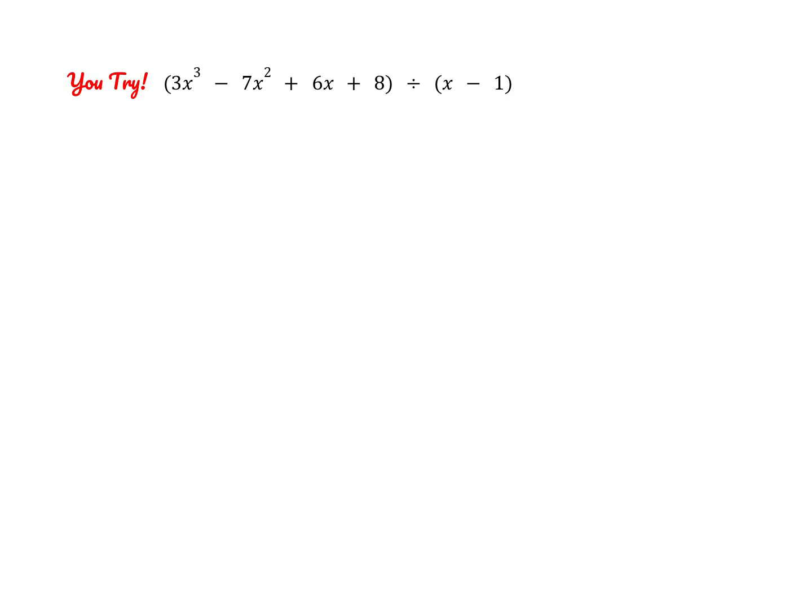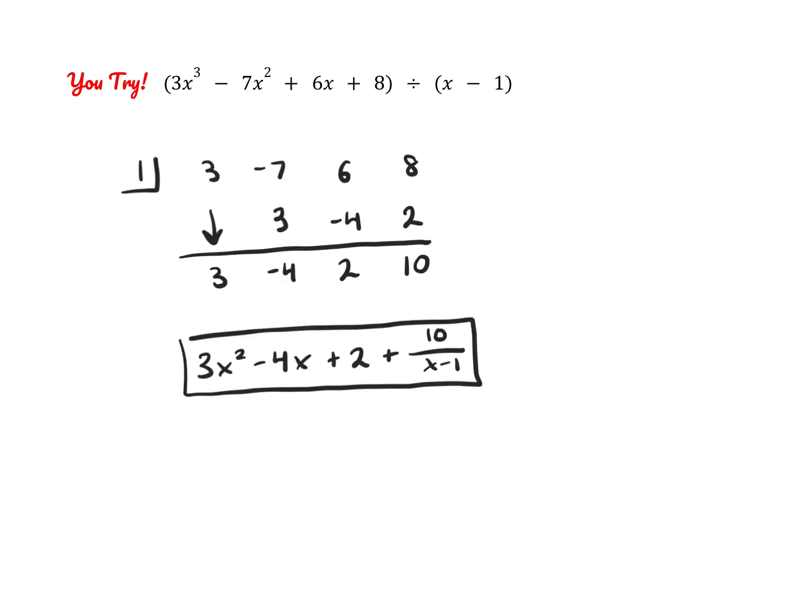All right, I have one for you to try on your own, so please pause the video and give it a shot. All right, go ahead and check. So make sure in the box you have positive 1, list out your coefficients, and then just multiply and add, multiply, add, multiply, add. And here's our quotient plus remainder over divisor.